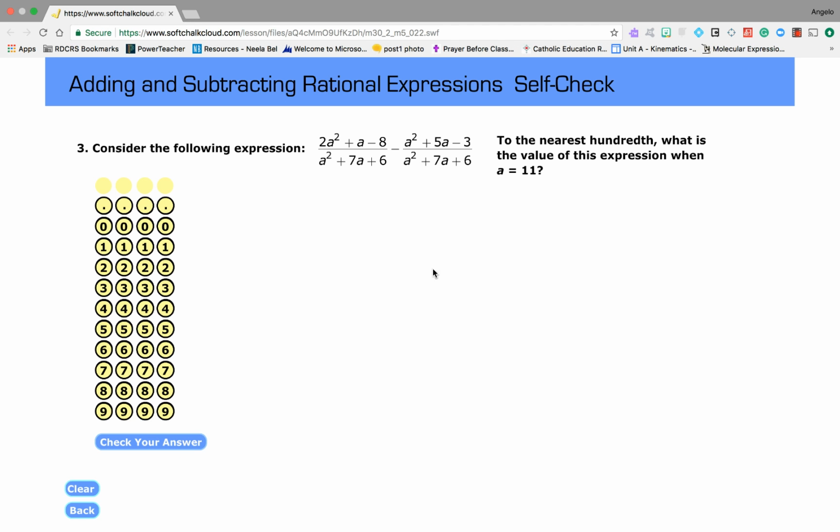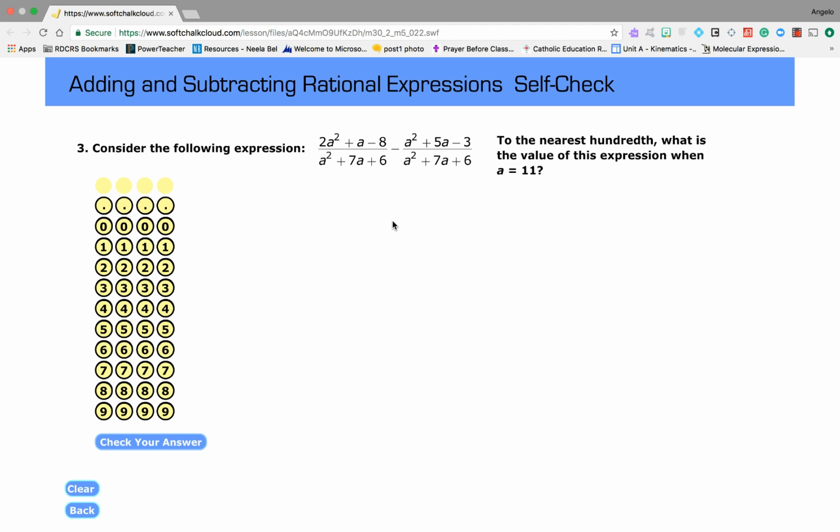In this question, there's many ways you could go around it. You could substitute 11 into a, or you could actually have factors for each one and then cancel it out, and then you could actually know what a is going to be. So if I type into my calculator 2 times 11 squared plus 11 minus 8, do the same thing for the bottom of the left-hand denominator fraction: 11 squared plus 7 times 11 plus 6.